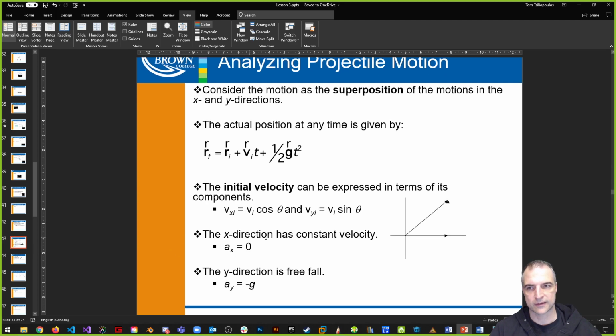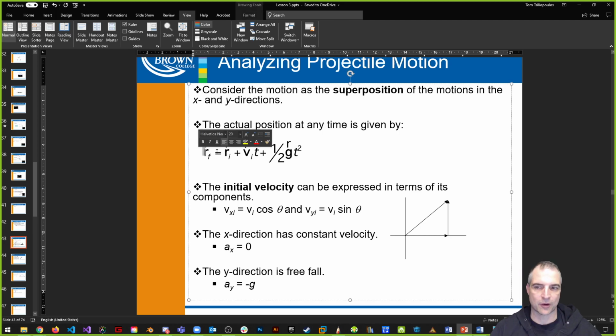When we analyze projectile motion, consider the motions as the superimposition of the motions in the x and y directions. All right? And the actual position at a time is given by, again, distance final is equal to the distance or the range initial plus the initial velocity times time plus 1/2 a t squared. This equation, we keep on seeing it in different forms over and over again. And by the way, this is good. It's good to find the same equation over and over again. That means we can decouple it, and we can think about both the y component and the x component.